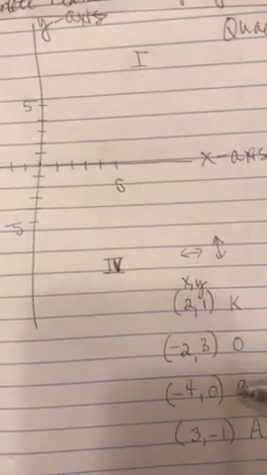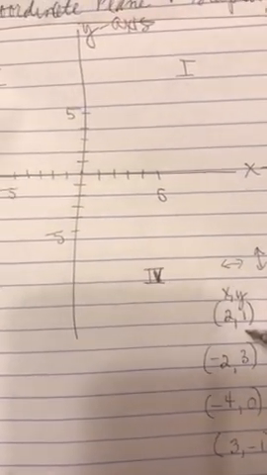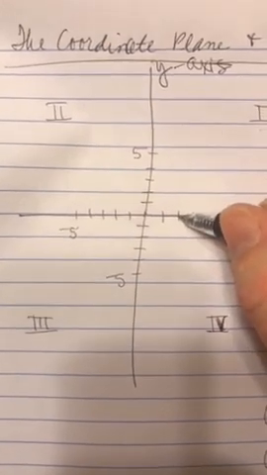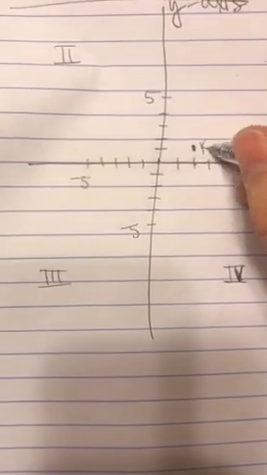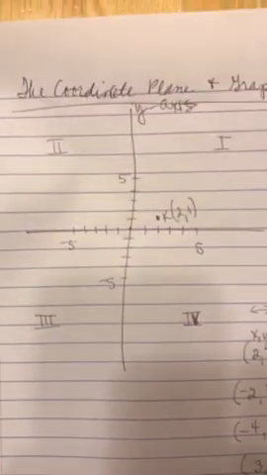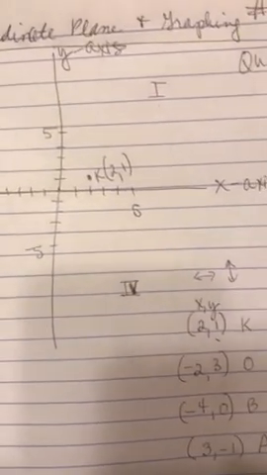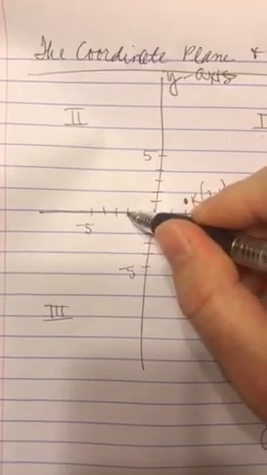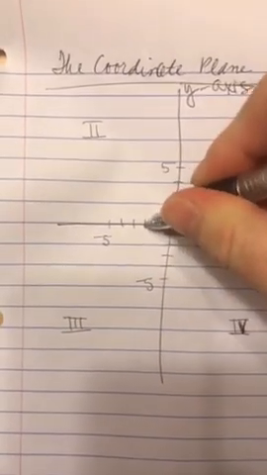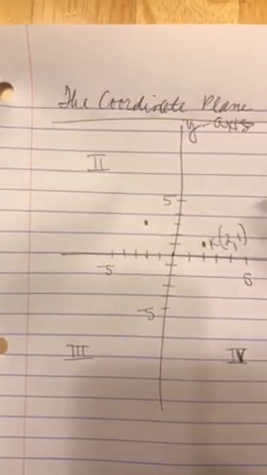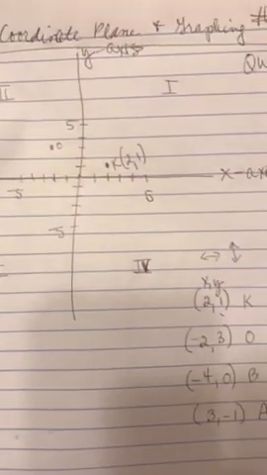So if you were asked to plot the point (2, 1), you would start at (0, 0), go to the right 2, and go up 1, and I said that we wanted to call that one K. So you would put a K here. This is the point (2, 1) on the coordinate plane. If you were asked to graph (-2, 3), you go to the left 2 because your first number always tells you where to go in terms of left or right, and you go up 1, 2, 3. So there's my next point, and I said to call it O.